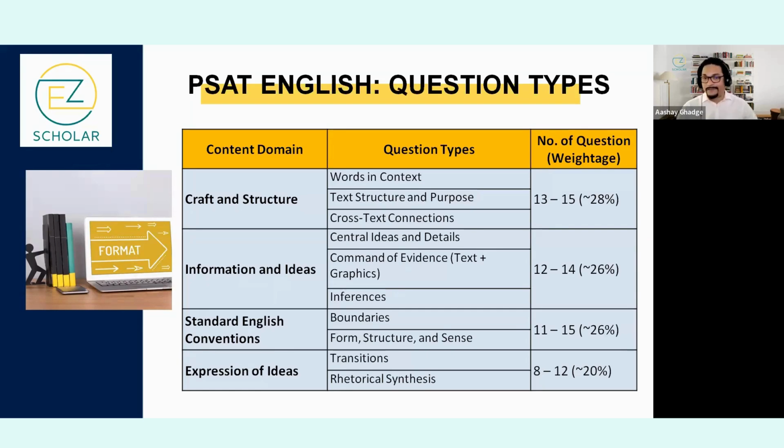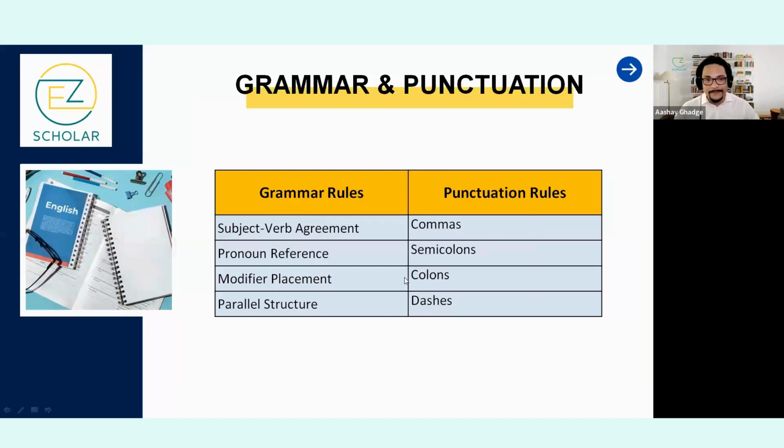So reading comprehension is obviously a skill that you have to be very good at. Vocabulary is another area that you have to work on. I know in 3 weeks you can't really do much about it, but for a longer duration, vocabulary is something that you can definitely work on. And I'll share some tips a little later as to how you can work on that, right? So this is about the PSAT English question types. Now, if we move on, let's go to the next slide.